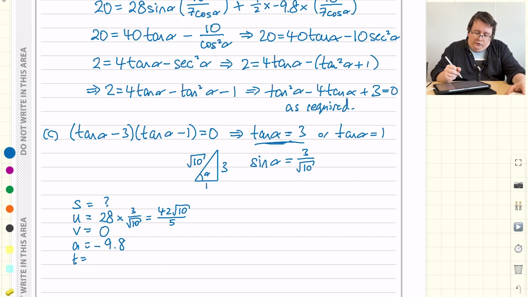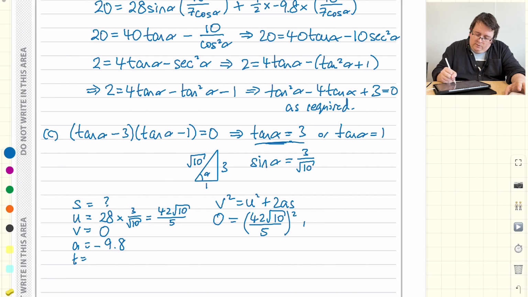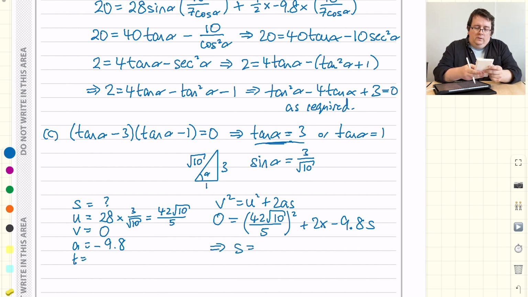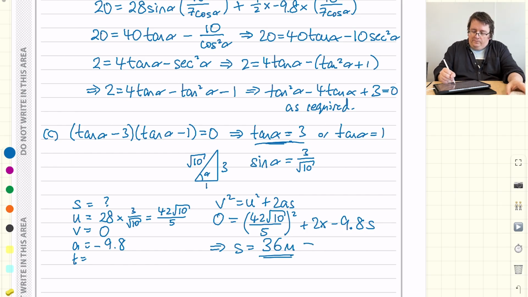So I want the suvat equation that doesn't have t, which is v squared is u squared plus 2as. So 0 is 42 root 10 over 5 squared plus 2 lots of minus 9.8 times s. So if I square that and then divide it by 2 lots of 9.8, we get s is 36. So 36 meters is the greatest height.